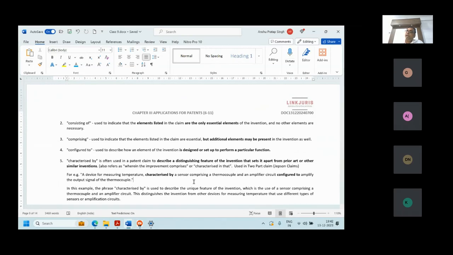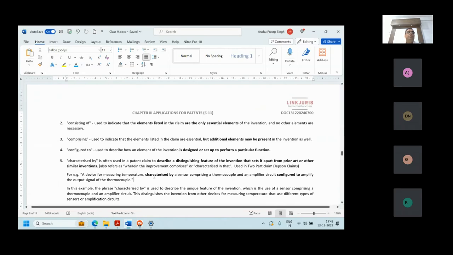When you are trying to introduce an element which is configured to perform a specific function, then you use configured to. Characterized by is used when you are describing a distinguishing feature of an invention over the prior art or another invention. So the phrases wherein the improvement comprises or characterized in that, if these are there, this is also called a Jepson claim or a two-part claim.